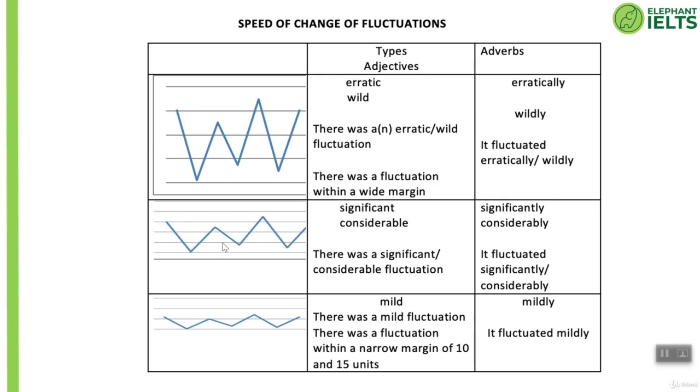These are significant fluctuations, and down here are mild fluctuations. So we can say there was a mild fluctuation, or sales fluctuated mildly, or there was a fluctuation within a narrow margin of 10 and 15 units. Depends what the margin is.